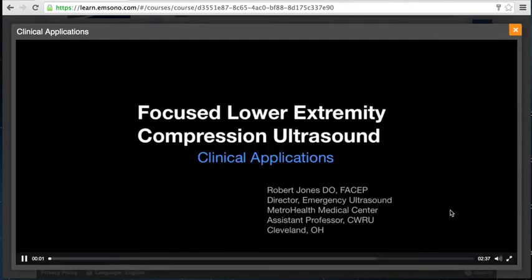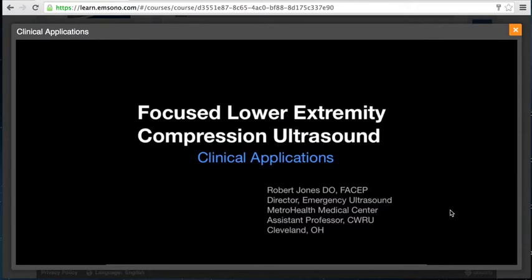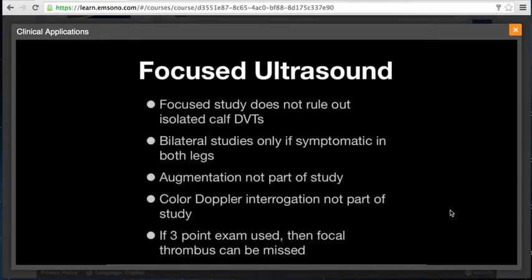I'm Dr. Robert Jones, and this is the Clinical Applications lecture for the Focus Lower Extremity Compression Ultrasound Module. Let's review some of the key points. Remember, focus study does not rule out isolated calf DVTs. In patients that you feel are at medium to high risk, since there's a 20 to 30% propagation of isolated calf DVTs, these patients need serial exams, usually in about 3 to 4 days, to relook at the calf veins, usually from, again, the groin down to the popliteal vein.